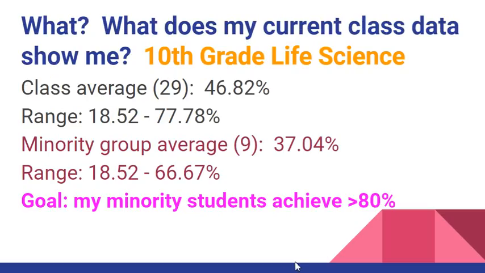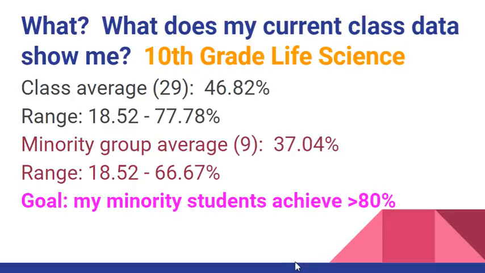Okay. So what does my current class data show me? Well, in my 10th grade life science students on their third day of school, I gave them a vocabulary test that we'll talk about a little later, but it's the essential life science vocabulary test. And my class average, 29 students, had a 46% average, which isn't surprising because this is all primarily vocabulary words that would be new to them. The range went from 18 to 77%.